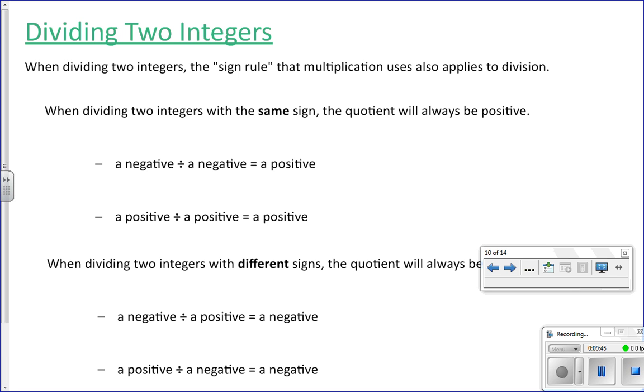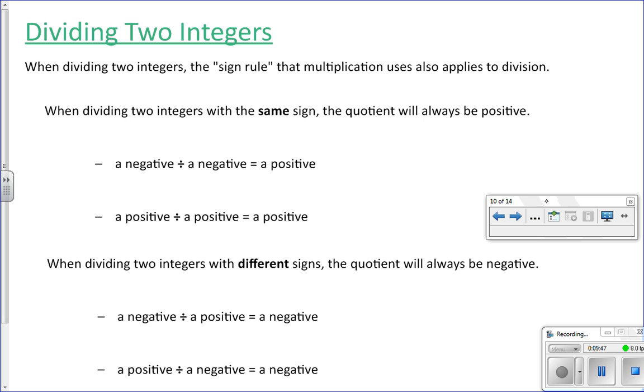Dividing two integers. The same rule as when you're multiplying. If the two integers or numbers have the same sign, the answer will be positive. If the two integers or numbers have different signs, the answer will be negative.